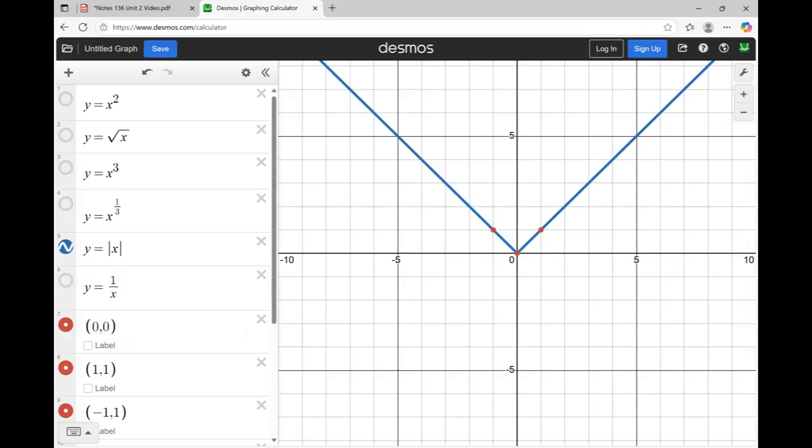And let me just put in the x squared. You see it's very different, skinnier, goes up a little bit faster. It goes through those same points, but there's much more curve involved in them, right? So we need to sort of understand the difference between the two.